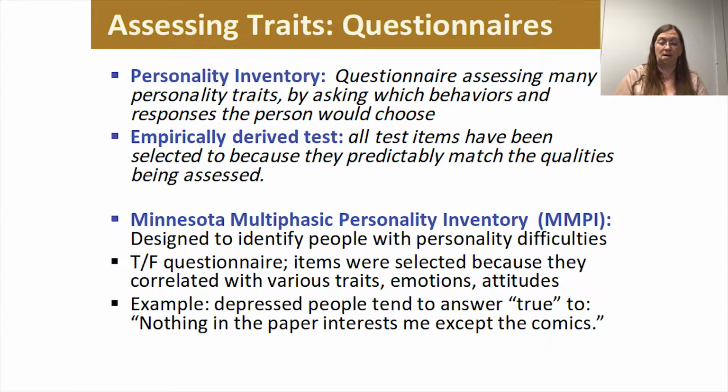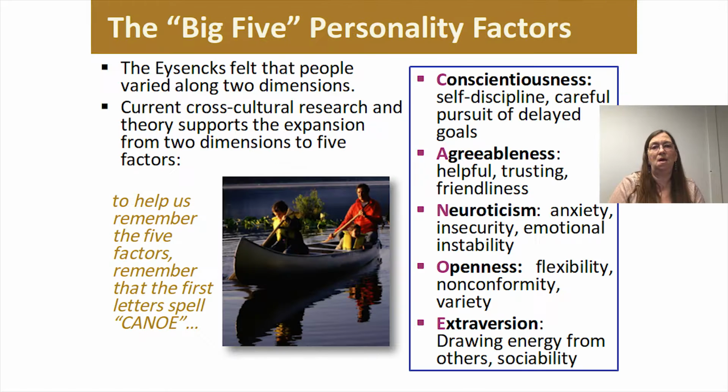Items were selected because they correlated with various different traits, emotions, and attitudes. And so some example would be depressed people tend to answer true to "nothing in the paper interests me except the comics." And so they have questions that really relate to particular behaviors around those characteristics to identify when somebody has something going on that we need to take note of.